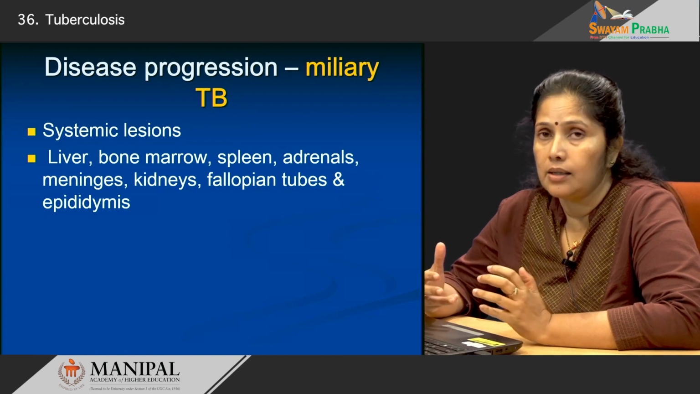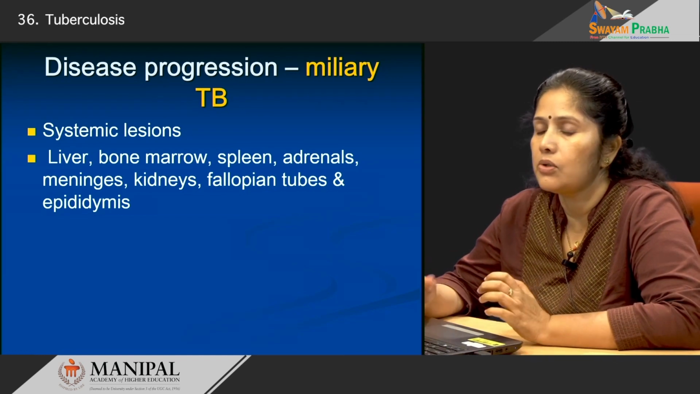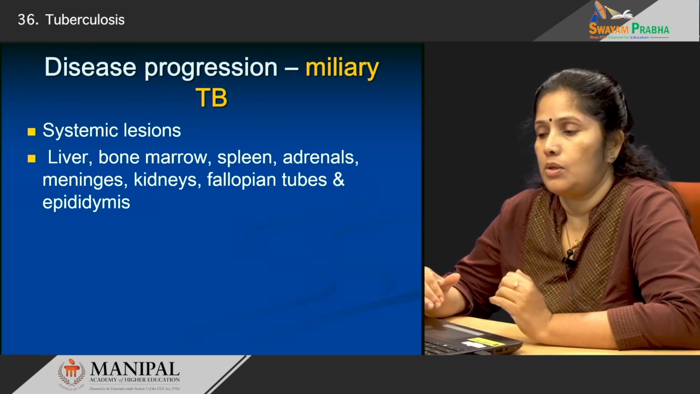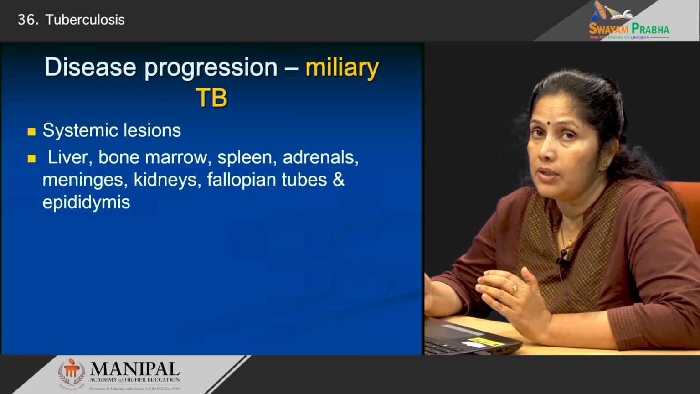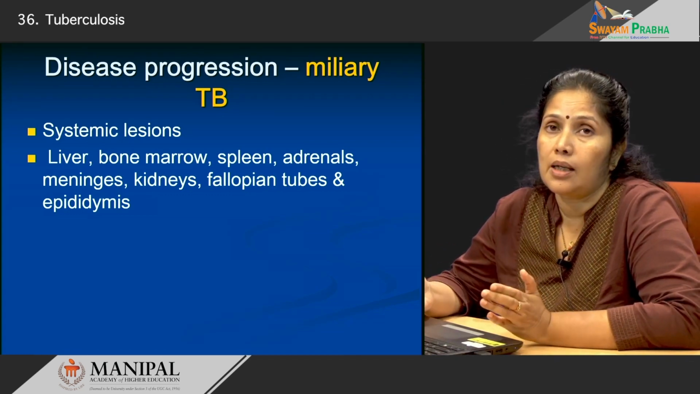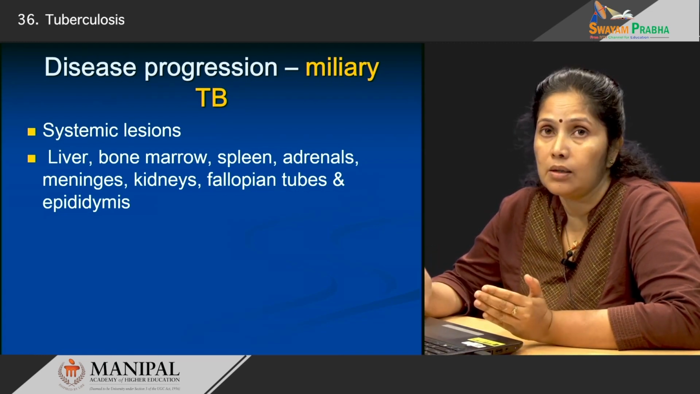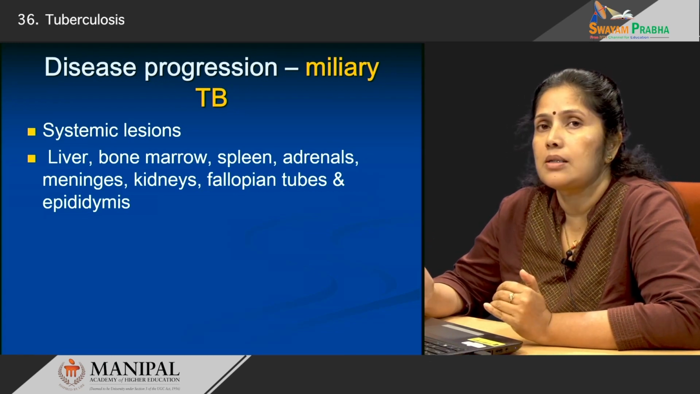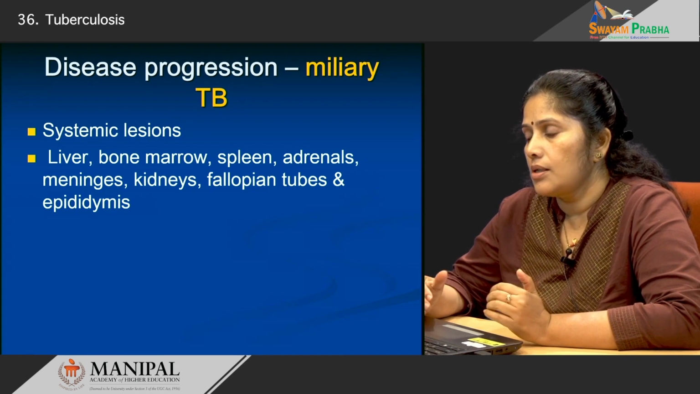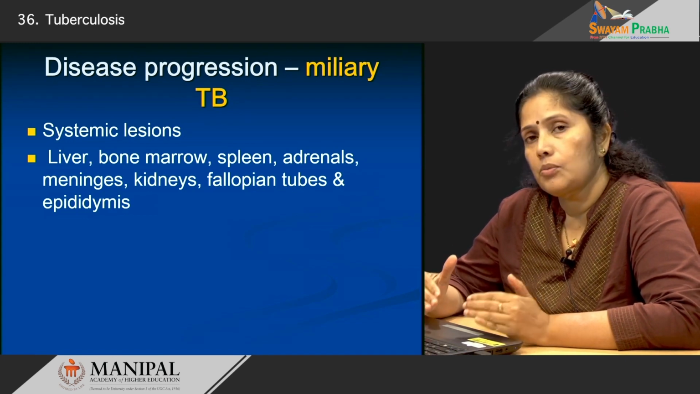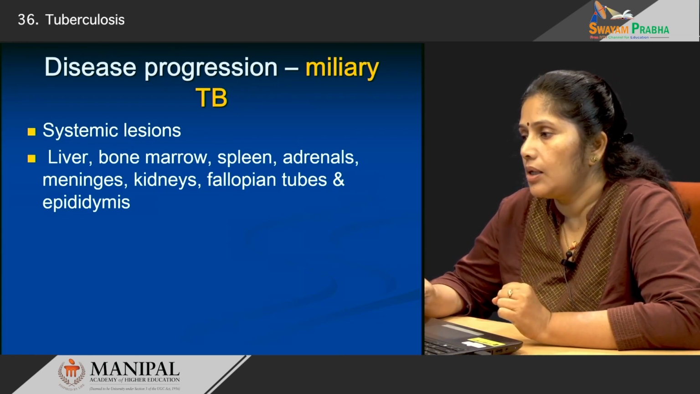If you look at the lung, from the lung it goes to the liver, to the bone marrow, to the adrenals, to the spleen, to the meninges. It can go to the kidneys, it can involve the epididymis. In females, it can involve the fallopian tubes. So, the list is long. Many different organs can be involved in miliary tuberculosis. So, it is not just the lung in miliary tuberculosis, it involves many different organs within our body.